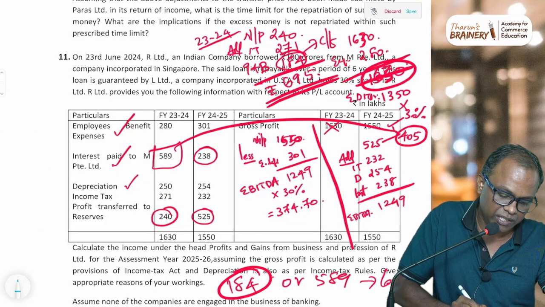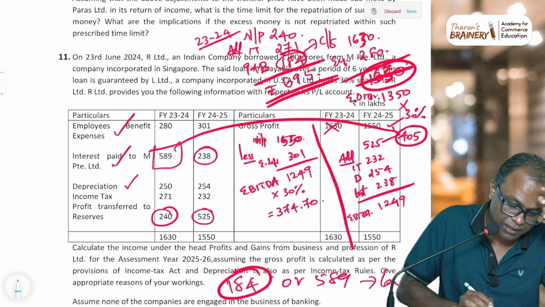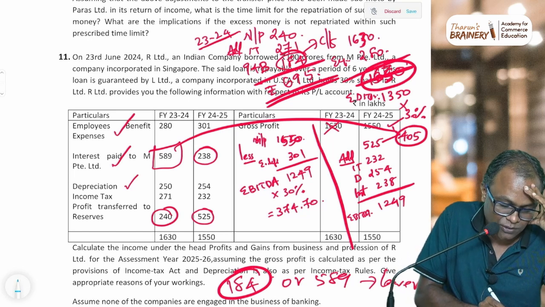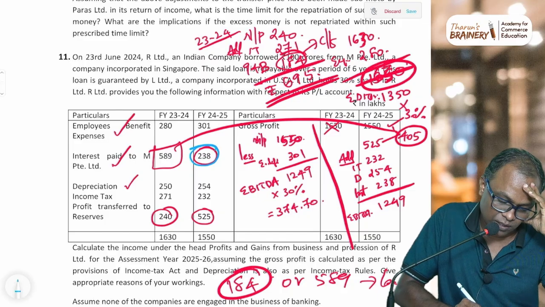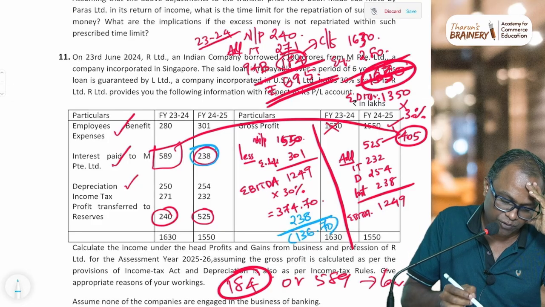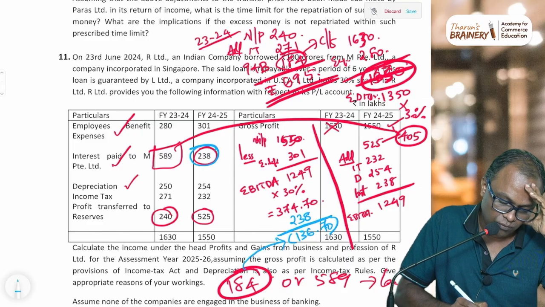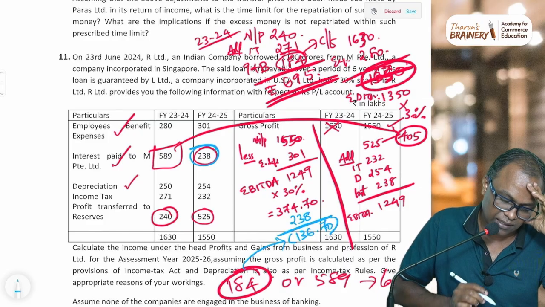30% of EBITDA is 374.7. Your total interest can be up to 374.7. But in the current year, it is only 238. So what is the difference? 136.7. So up to 136.7 of this 184 carried forward from last year, you can set off in the current year. So out of 184, 136.7 can be claimed in the current year.